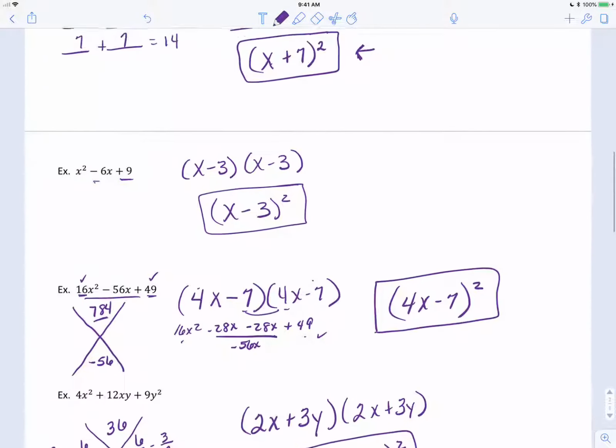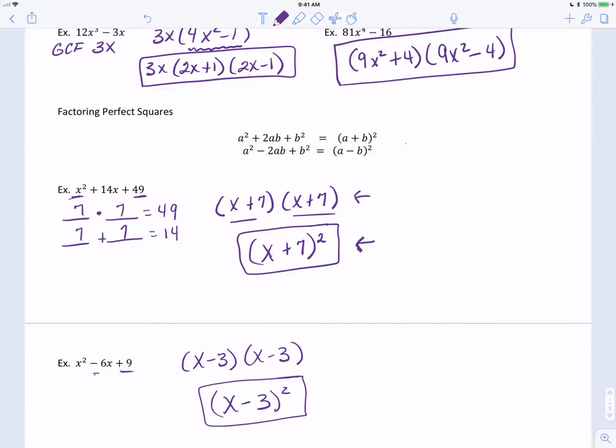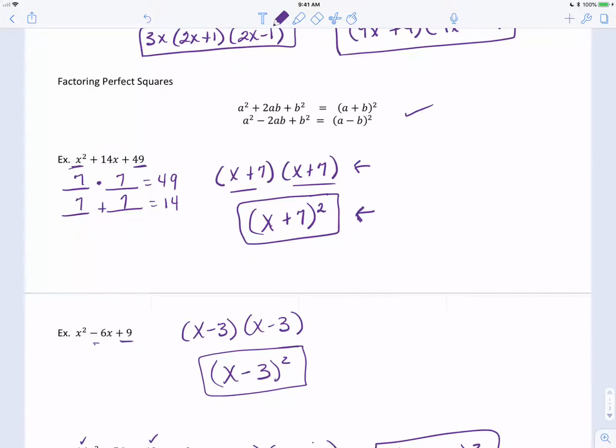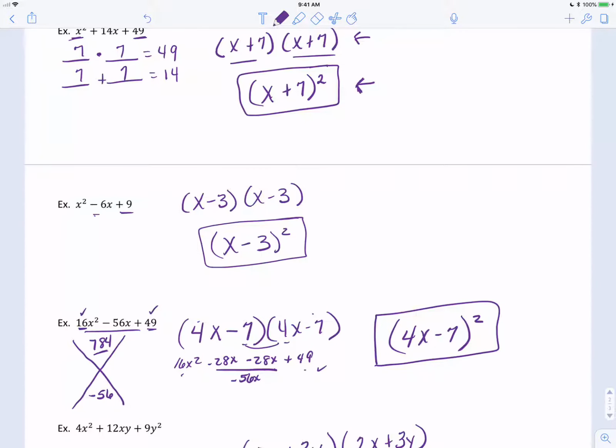So those can work nice, and there are your formulas if you want to memorize them. You don't have to. I would just say factor them in the way that always works, and then if you just happen to end up with the same binomials, write it as a perfect square. And that's it for the special forms.